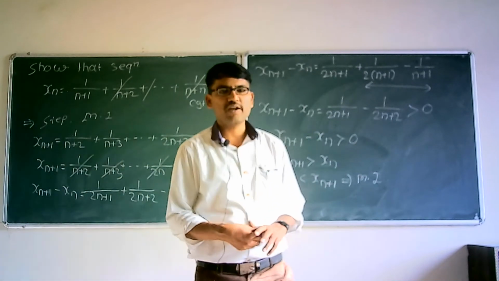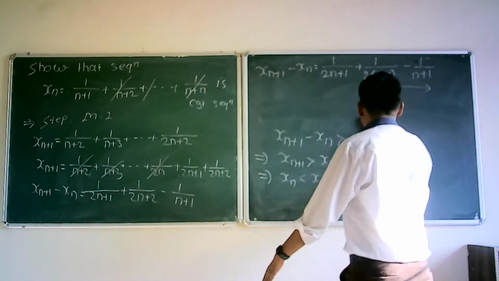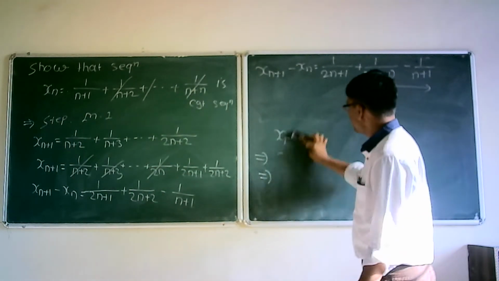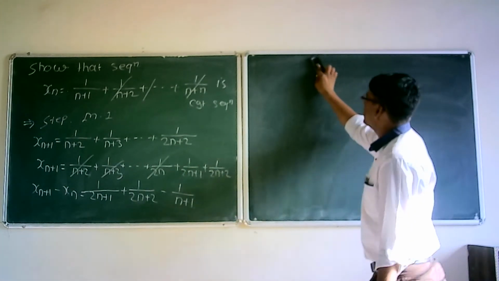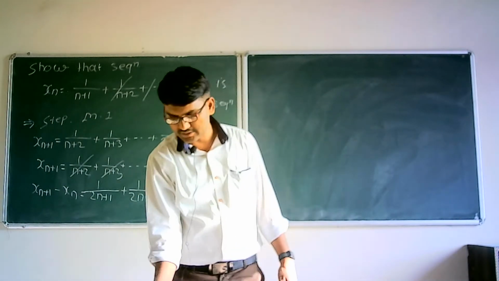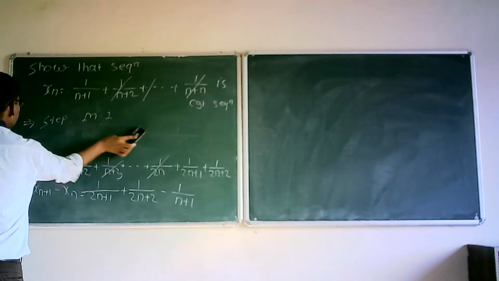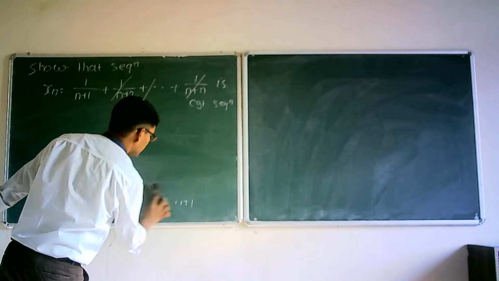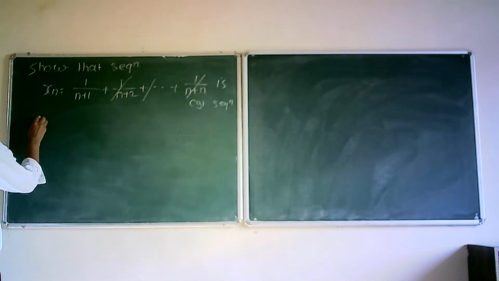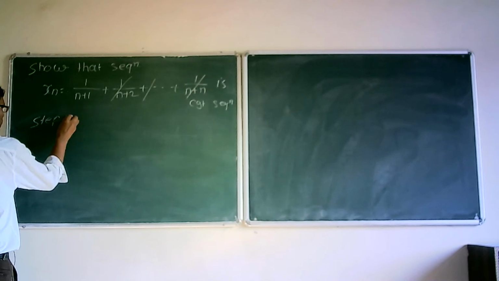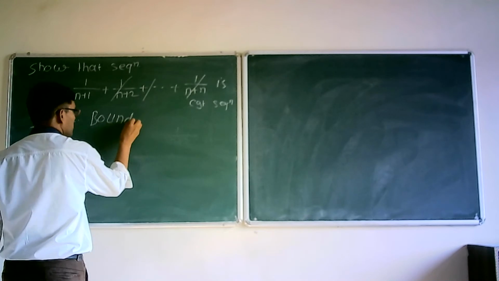Now, next step, we are going to show that this sequence is also bounded above. The sequence xn is bounded above. If we show it is bounded above, then by using the previous theorem, we can say that this sequence is a convergent sequence. So what is step number 2? Step number 2: bounded sequence.